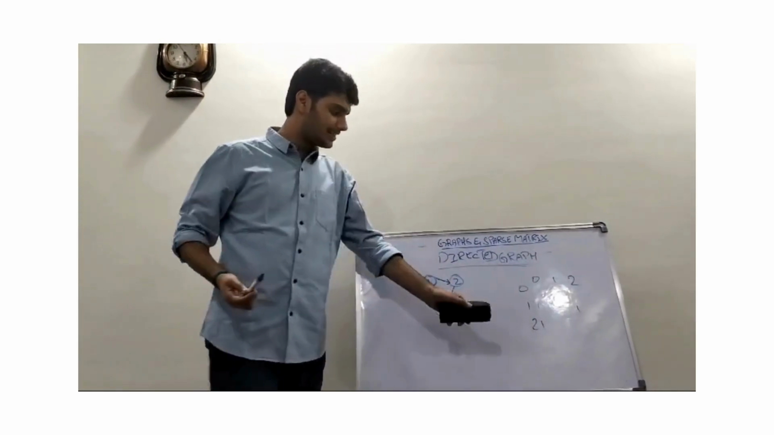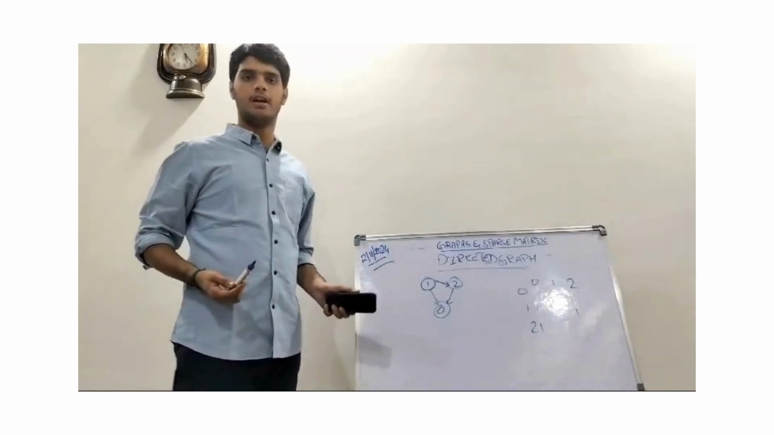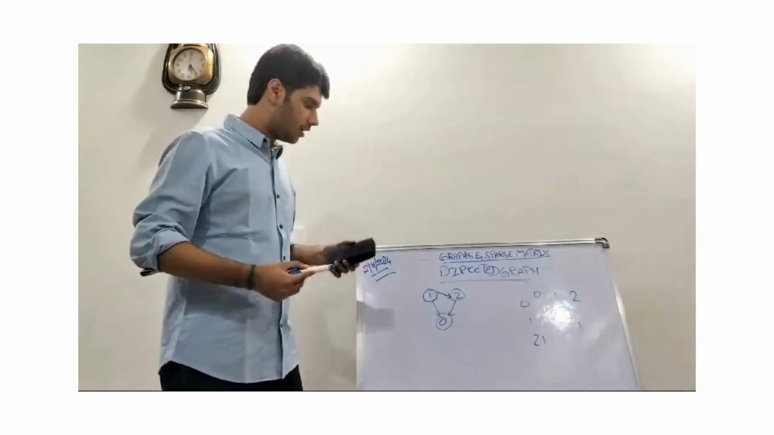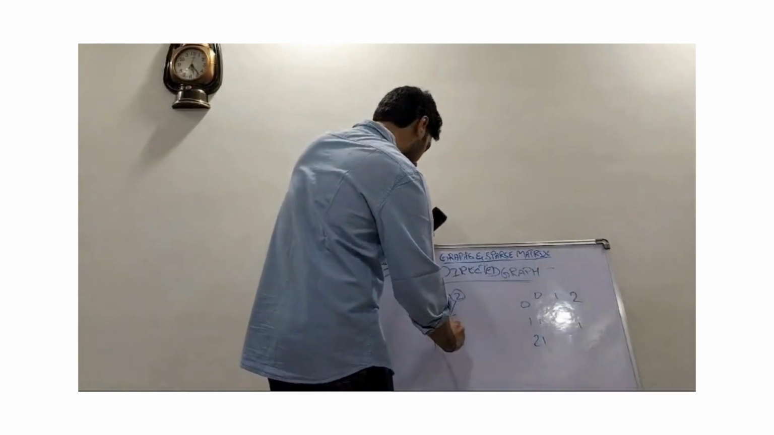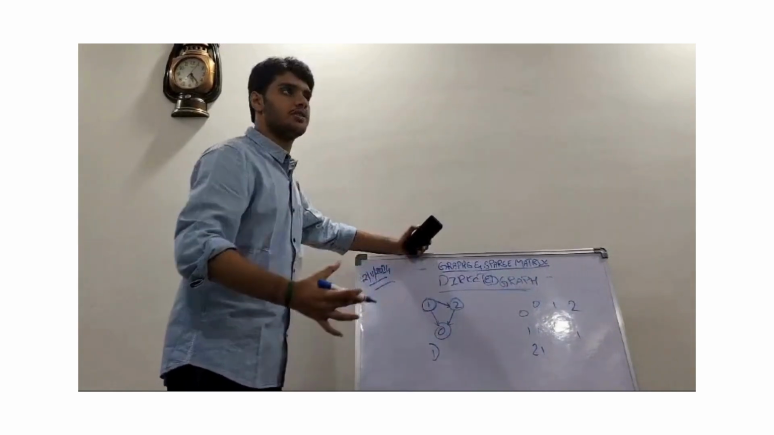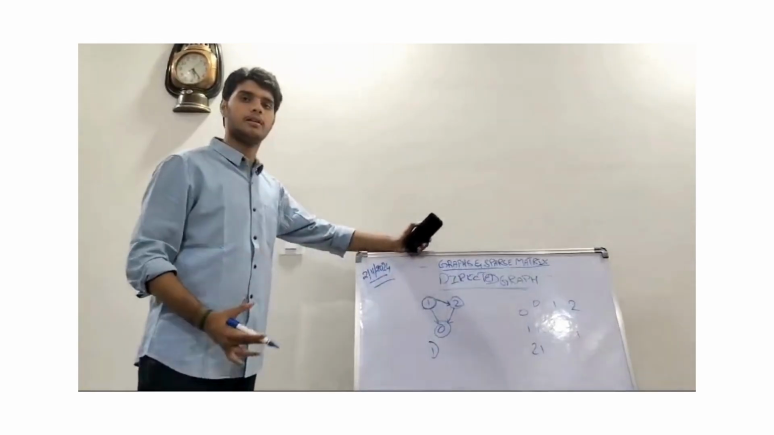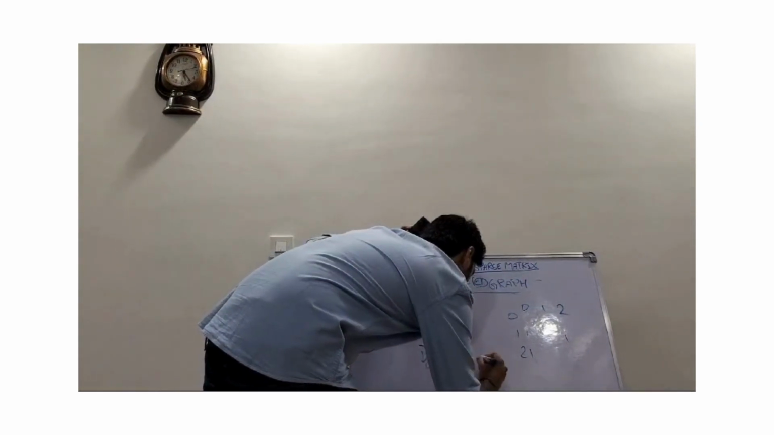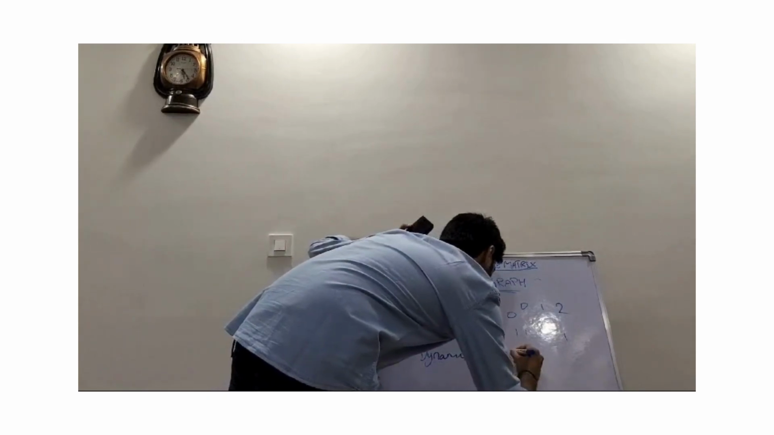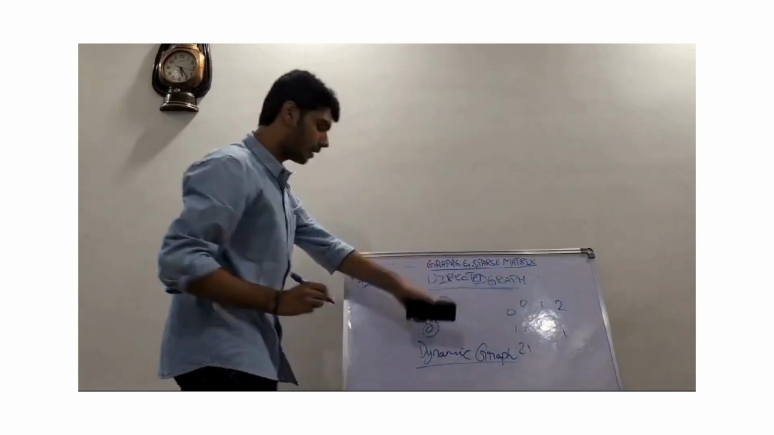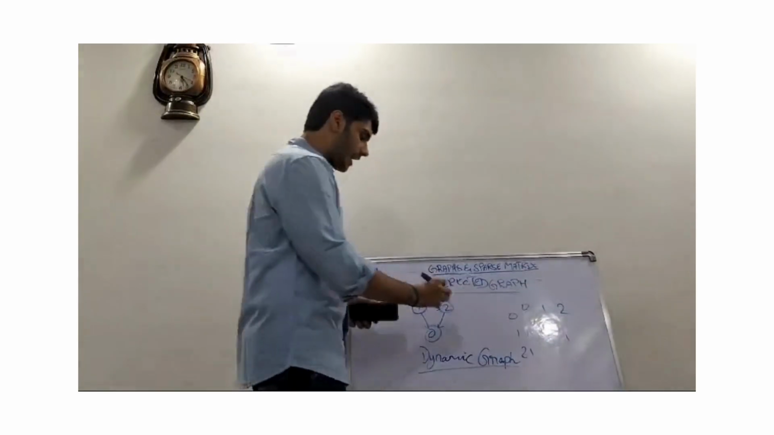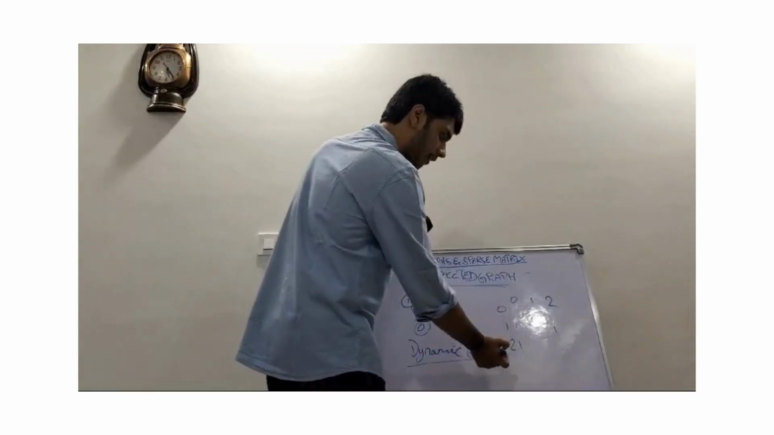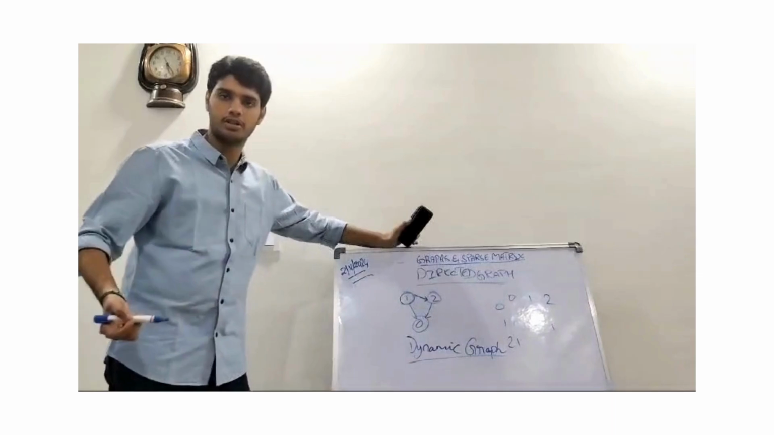Now, before going into adjacency list, there is a type of graph known as a dynamic graph. A dynamic graph changes based on the environment. A dynamic graph is different from a static graph. A static graph remains unchanged in any situation. Meanwhile, a dynamic graph keeps on changing based on the situation.